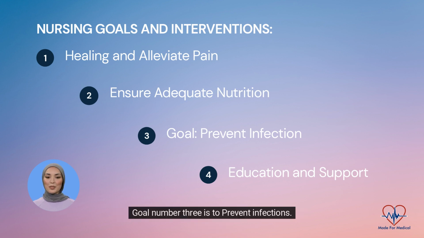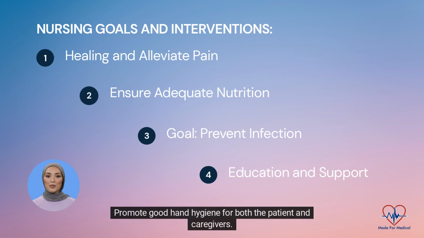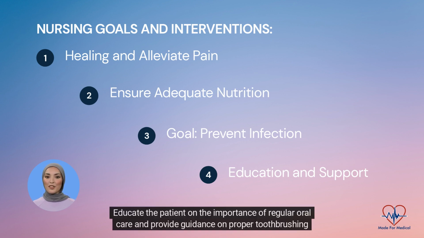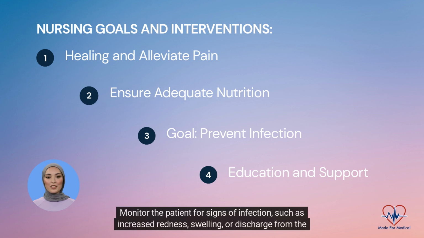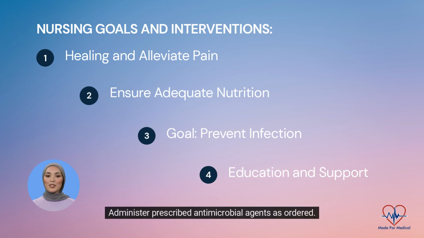Goal number 3 is to prevent infections. Promote good hand hygiene for both the patient and caregivers. Educate the patient on the importance of regular oral care and provide guidance on proper toothbrushing techniques. Monitor the patient for signs of infection, such as increased redness, swelling, or discharge from the oral lesions. Administer prescribed antimicrobial agents as ordered.